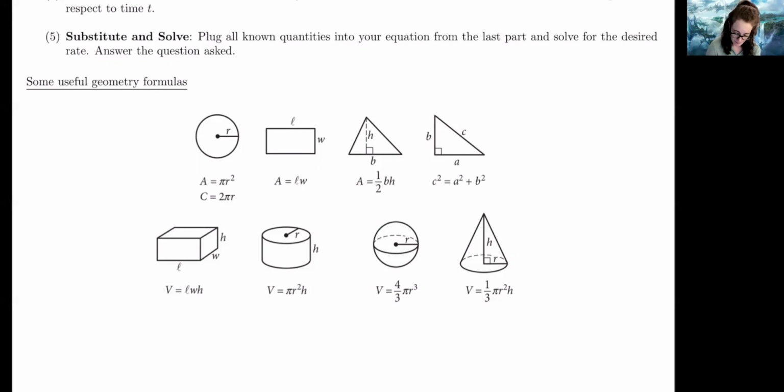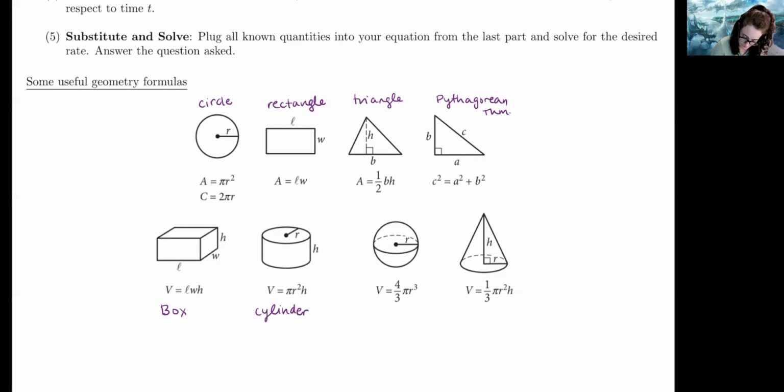Just to make sure that we know what all of these shapes are, right? This is a circle. Here we've got a rectangle. Here we've got a triangle. Right here we've got a right triangle. This is the Pythagorean theorem that relates the lengths of the sides. Here we've got a 3D box. This one next to the box is a cylinder. This 3D shape next to that is a sphere. And then we've got a cone as our last shape.